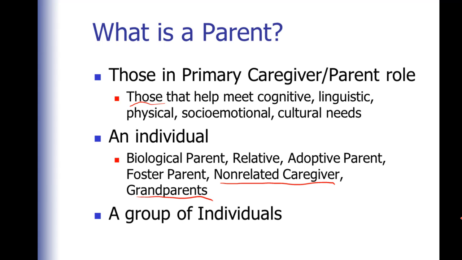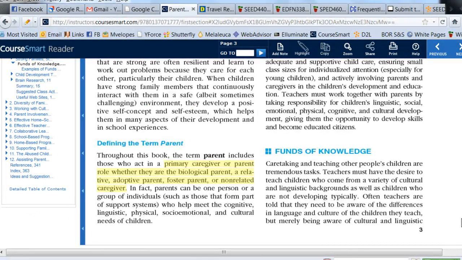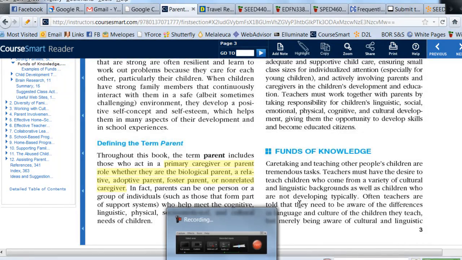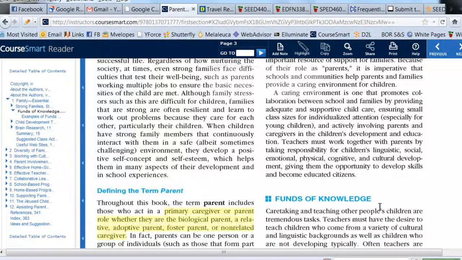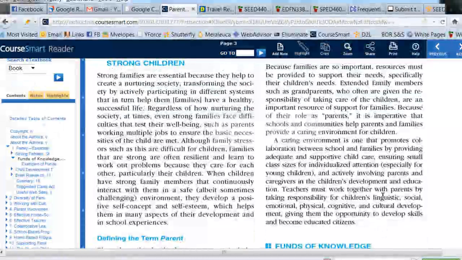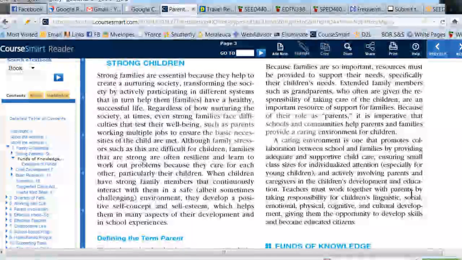Let me go out here. As we come to the textbook, it lays out what these different roles are, and here's group one, ensuring that teachers must work together with parents by taking responsibility for children's linguistic, social, emotional inputs. And as a parent, and you'll hear me rant about this a lot, sometimes I don't think there's enough input, and I never feel like I know enough about what's going on.